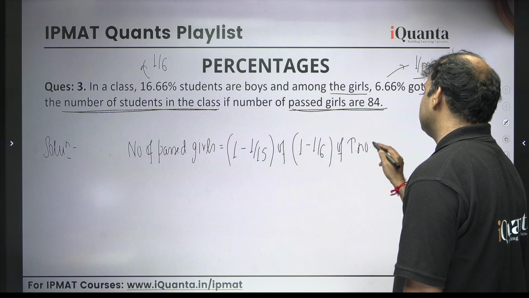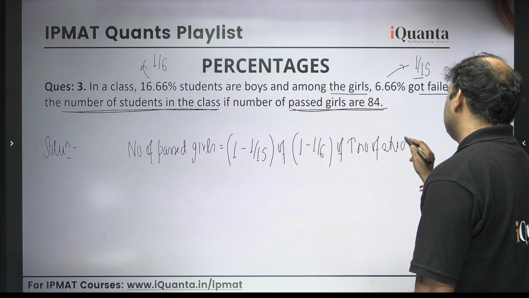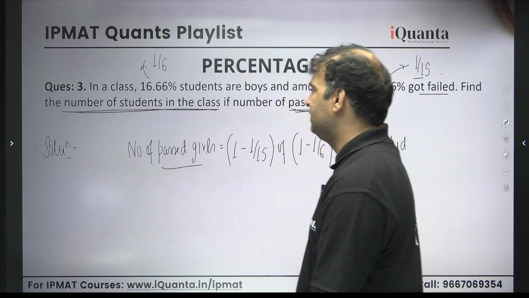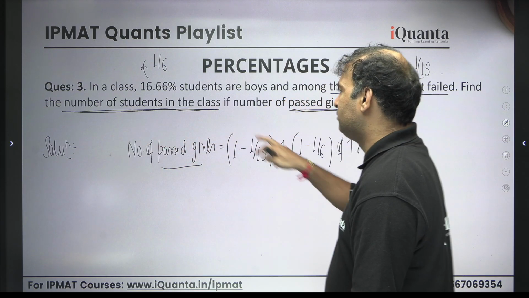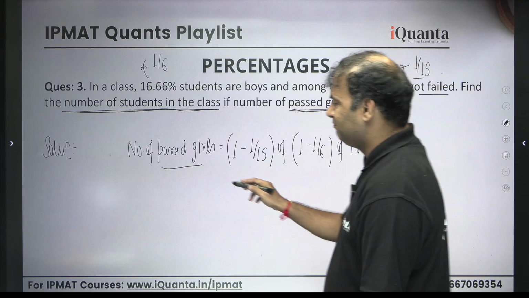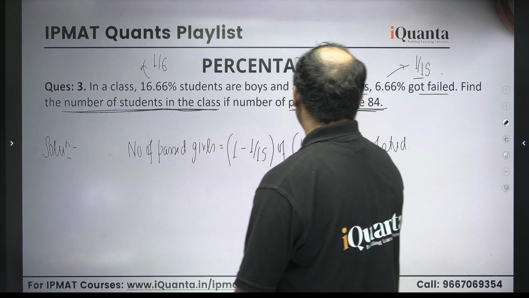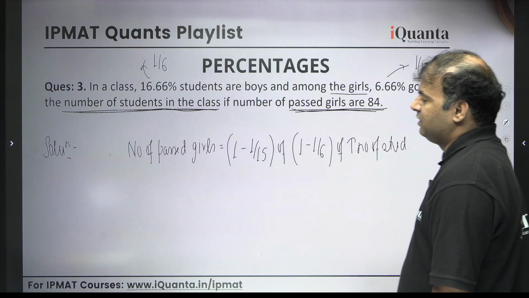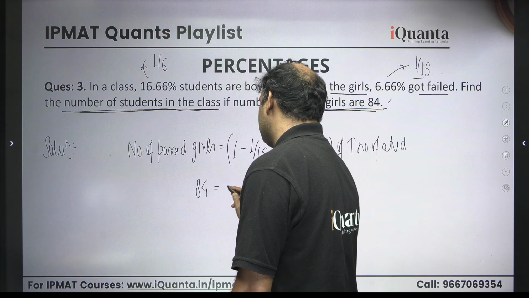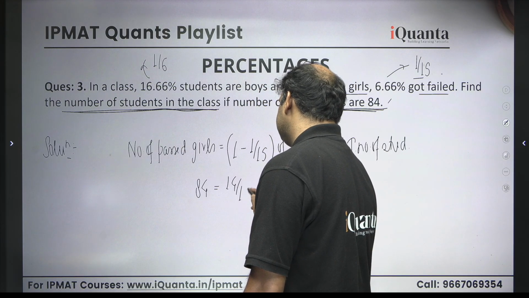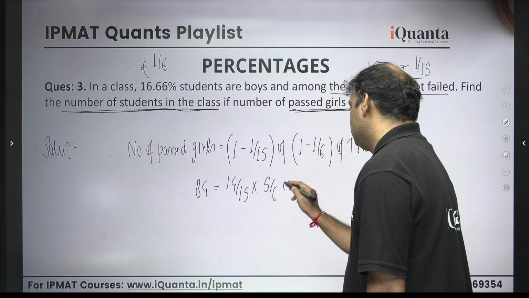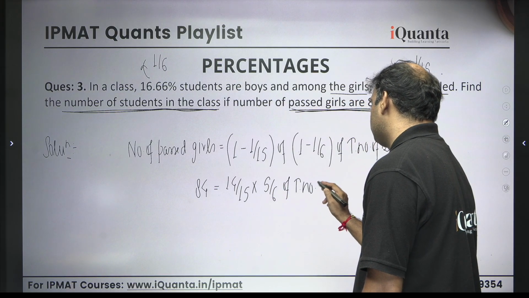So guys, you can see this is how we found a relation directly between the information which is given, the passed girls, and the data which is being asked, the total number of students in the class. So this is how we can solve this question in very few lines. Fine, let's do the final part. The number of passed girls is given to us as 84. Now, 1 minus 1 by 15 is 14 by 15, into 1 minus 1 by 6 which is 5 by 6, of the total number of students.